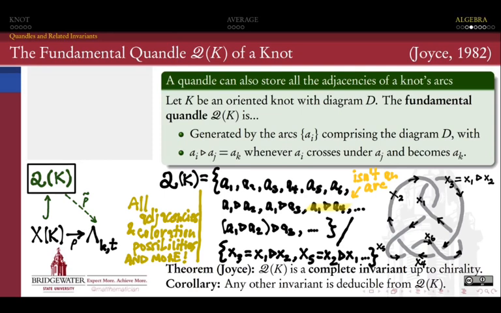So this structure is a quandle because we're explicitly imposing the operations on it that define the quandle, define this crossing operation. And it has everything we could ever need to know about this knot except for the chirality inside of it. It is deducible from this fundamental quandle.